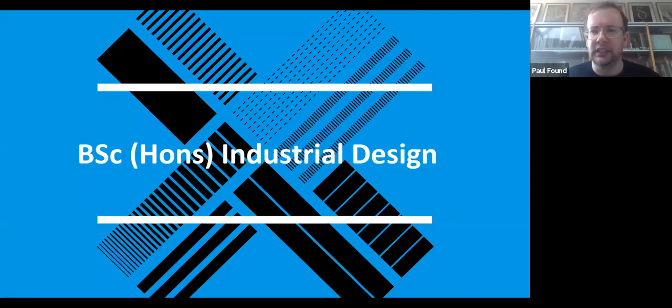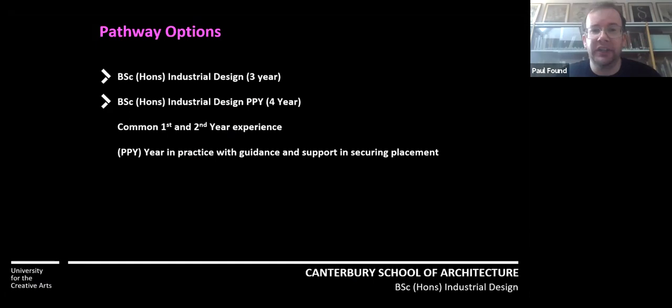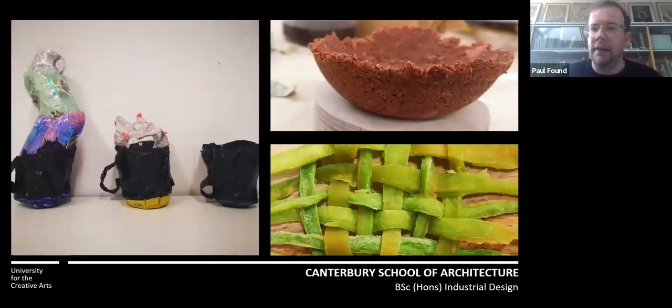And my course, industrial design, has two pathways: a three-year BSc and a four-year BSc with professional practice year, depending on which flavor the students prefer. Again, this course has a lot of focus on the making of physical objects. They're experimenting with materials and processes. We have a sessional lecturer who is a materials designer, and students do a brief for her. They talk about recycling materials or growing their own materials or using waste. I think the one top right was pomegranate skins that they process to turn into different materials.